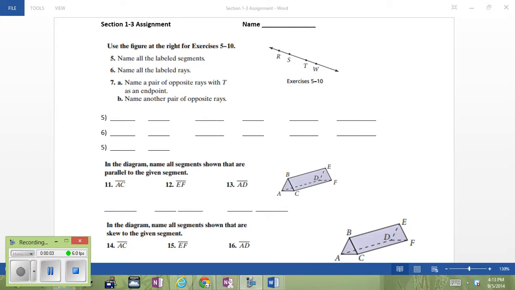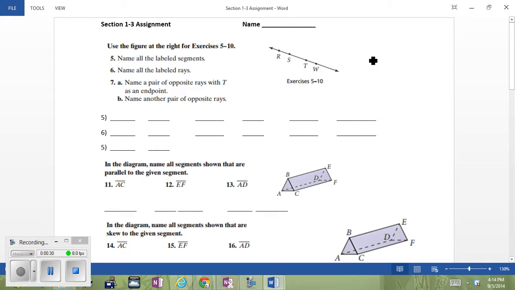Okay, let's go over some of the answers to this section 1.3. Right, 1.3 shows a line with several points on it, but it also could be showing rays as well. Now, we have what we call opposite rays, which of course are simply a line. All right, here's a line. This line can be named in any number of ways.